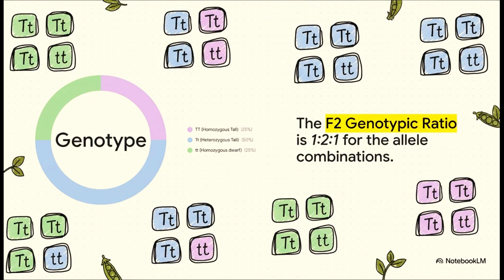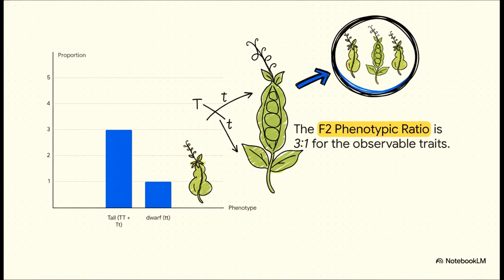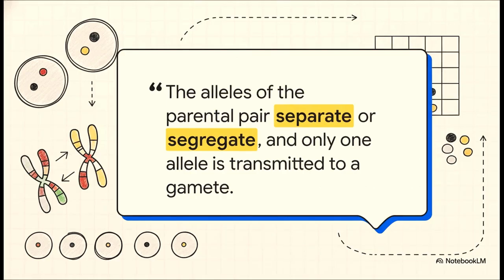Genetically, you see 3 combos: pure tall, hybrid tall, and pure dwarf, in a 1-to-2-to-1 ratio. But since tall is dominant, both the TT and Tt plants look tall. That gives us our 3-to-1 ratio. This is Mendel's law of segregation. Alleles don't blend, they just separate and recombine.